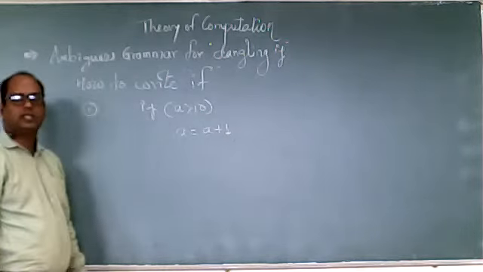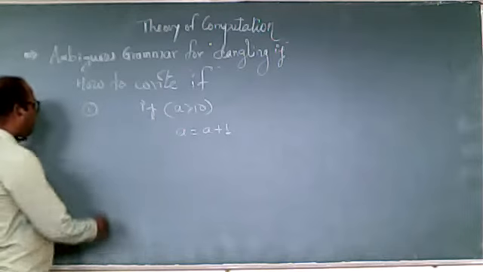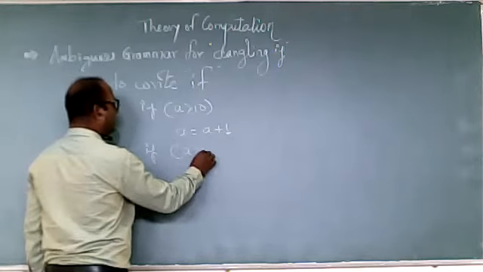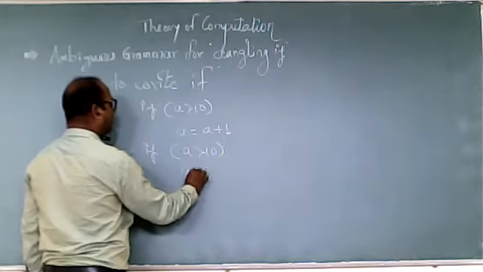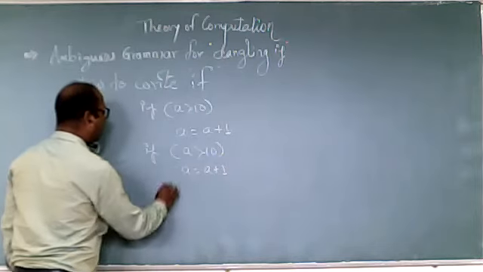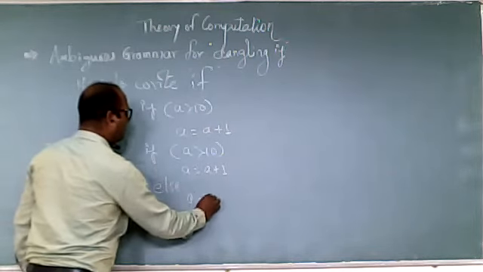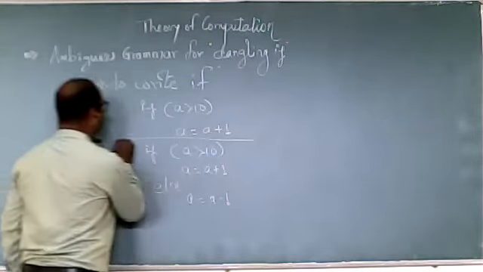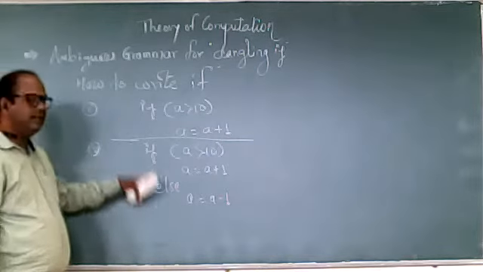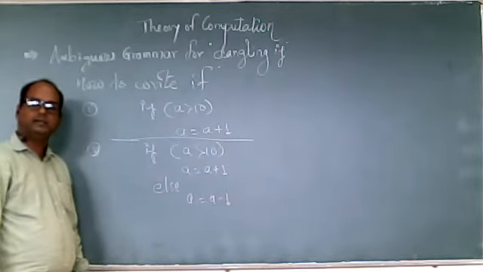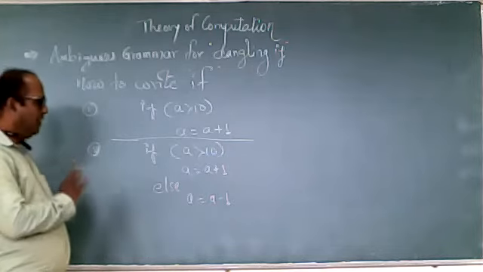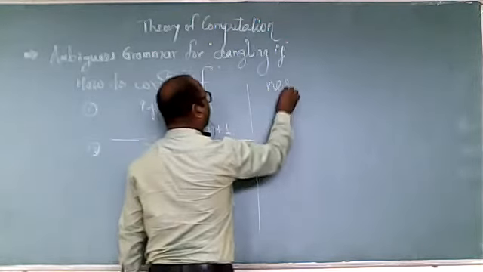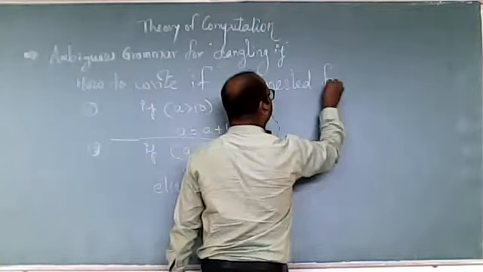This is a simple if statement. This is one form of the if. The second form of the if is: if a is greater than 10, a is equal to a plus 1, and else a equal to a minus 1. These are the two forms in which we can write the if. This if and this if with the else. Now, this if else we can write in a nested format.